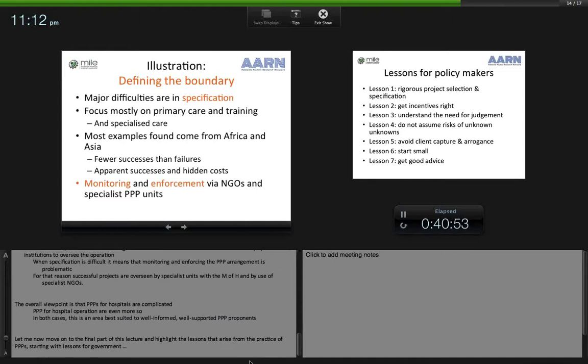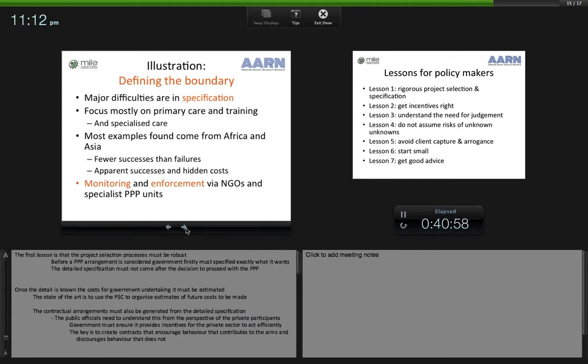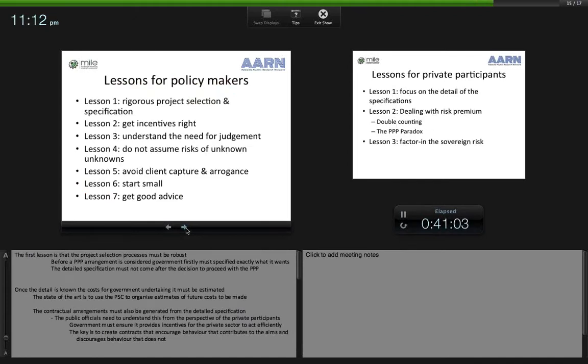Let me now just move on to the final part of this lecture and highlight the lessons that arise from the practice of PPPs, starting with the lessons for government. The first lesson is the project selection process must be robust. Before a PPP arrangement is considered, government firstly must specify exactly what it wants. The detailed specification must not come after the decision to proceed with the PPP. Once the detail is known, the costs for government undertaking it must be estimated, and as I've said, the state of the art is to use the public sector comparator.